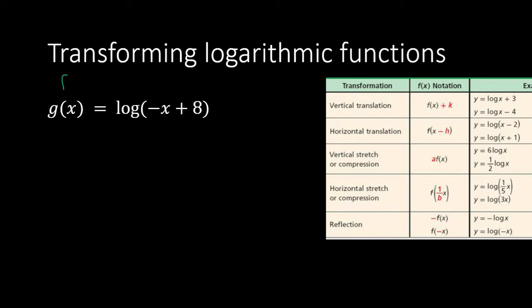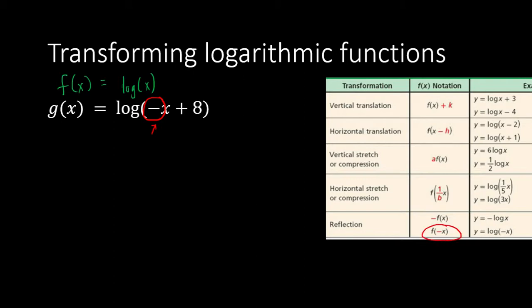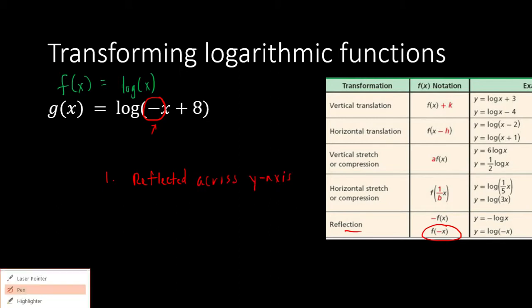Alright, what have I done here? My original equation was f of x equals log of x. Well, it's pretty easy to see that one thing I've done is I've made x negative. Now notice this negative is attached to the x, it's not on the outside of the equation. It's x alone. So what does that mean? Well, when you have f of negative x, as I've done here, it means I've reflected across the y-axis. So one thing I've done is I've reflected across the y-axis.